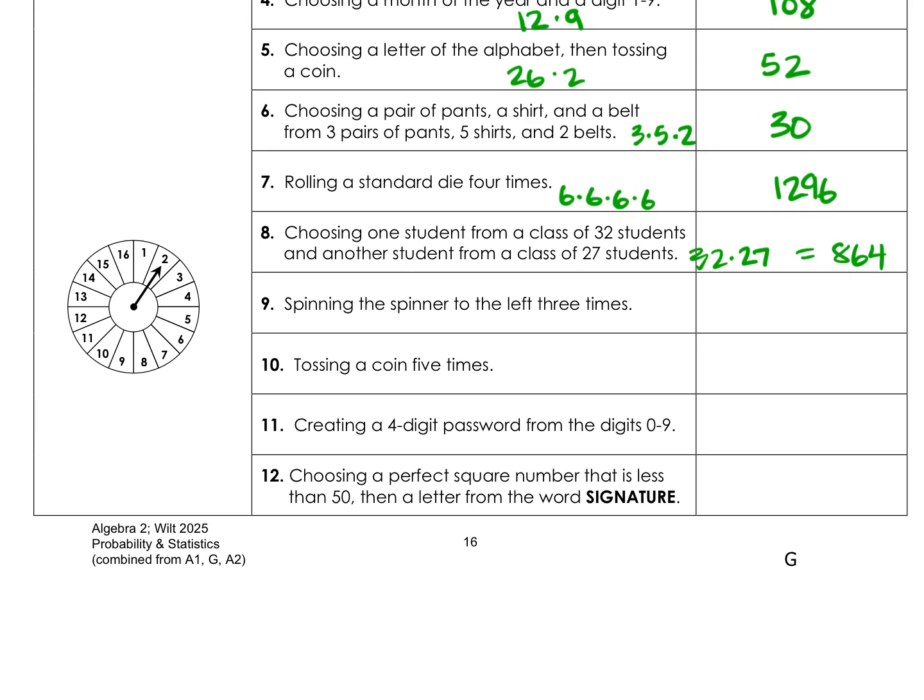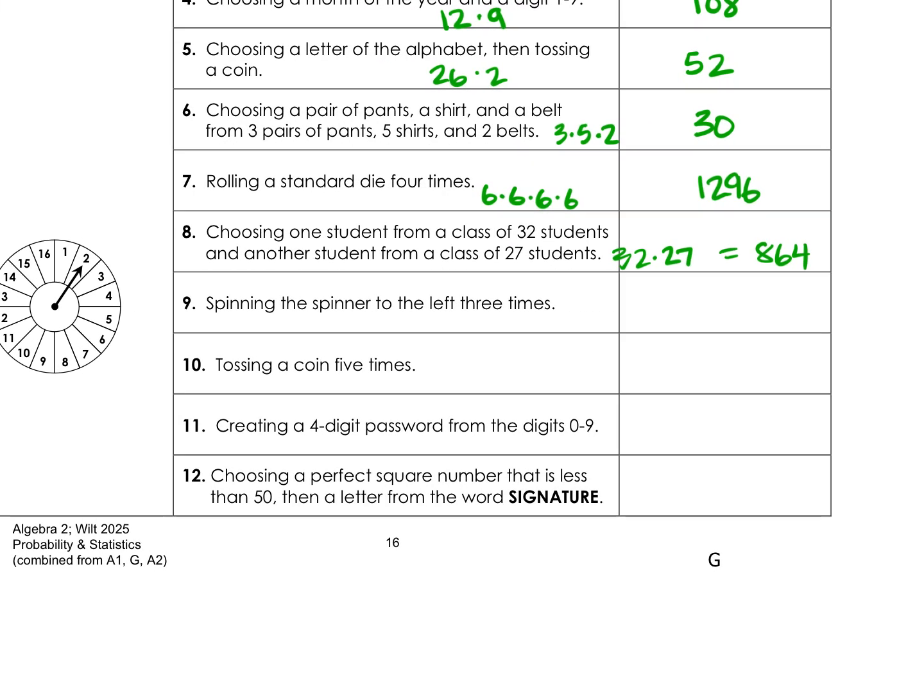We have a spinner to the left. It's got 16 options on it. We're going to spin it 3 times. So we're going to have 16 times 16 times 16 possible outcomes, which is 4,096. Tossing a coin 5 times. It's got 2 options each time. So 2 times 2 times 2 times 2 times 2 is 32.